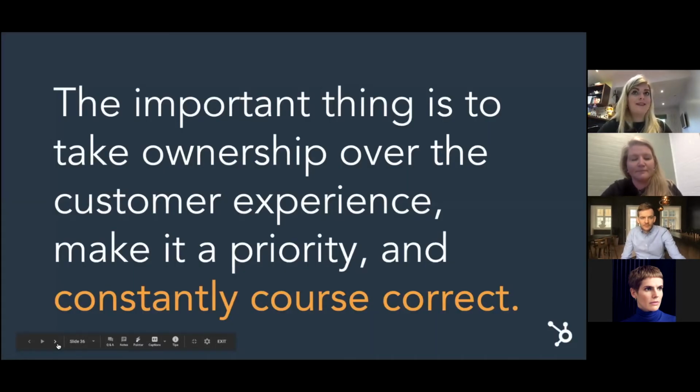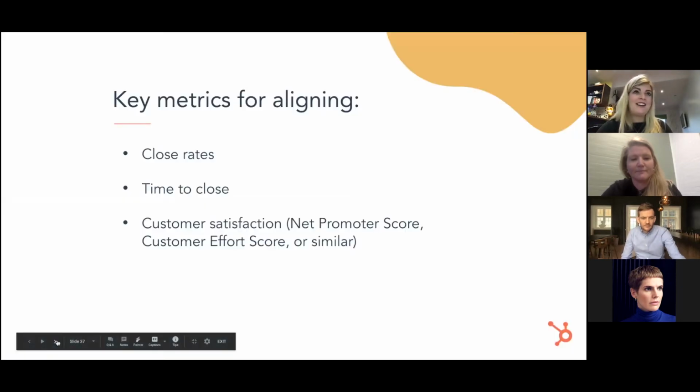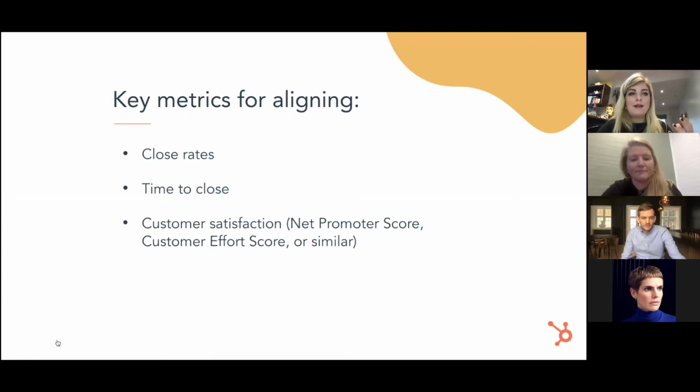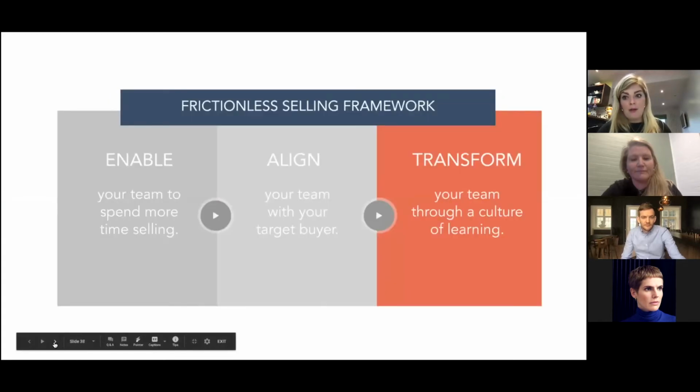The important thing is to take ownership of the customer experience and make the priority constantly course correct. Key metrics for this: the close rates, time to close. NPS is a big one. People want to give their feedback. We can use their feedback very effectively. And finally, to wrap up, transform.